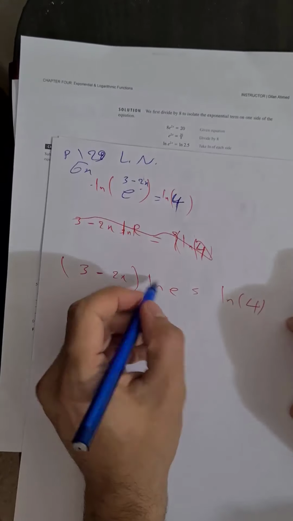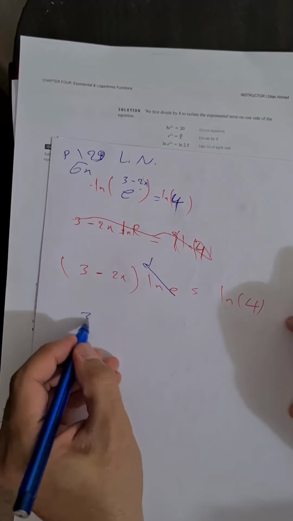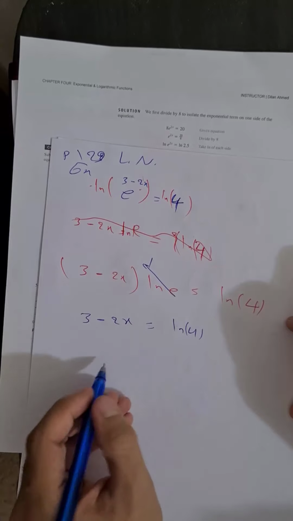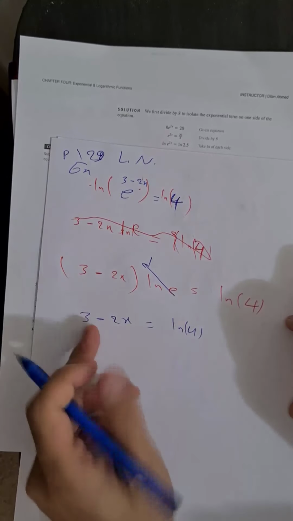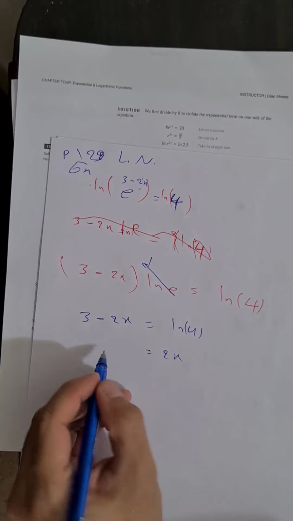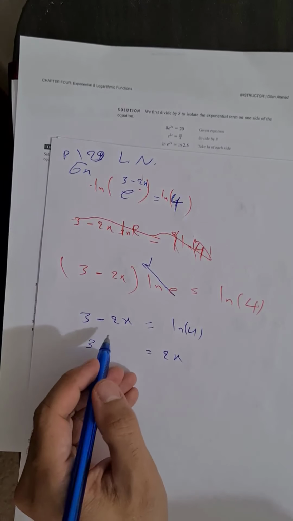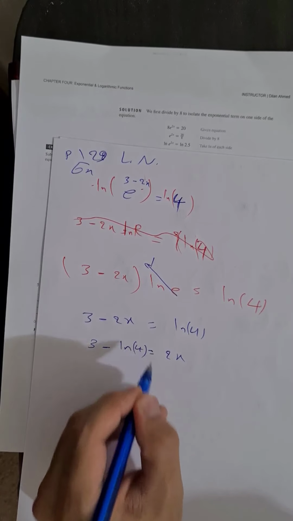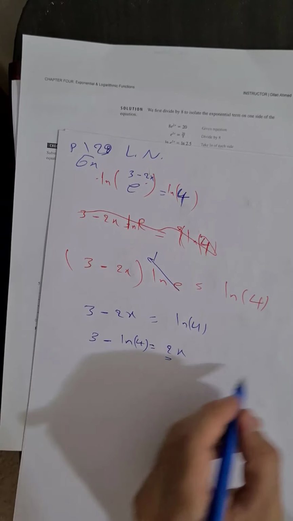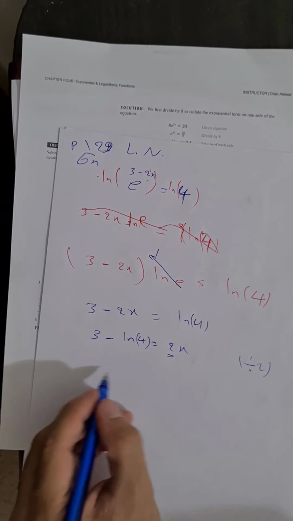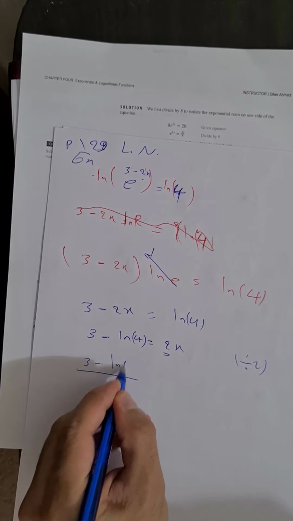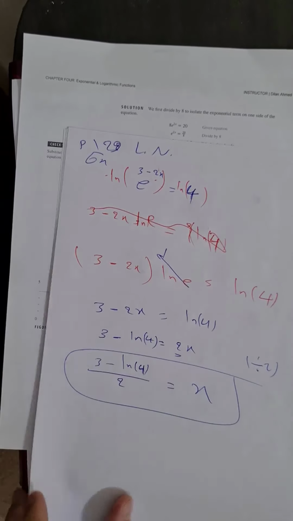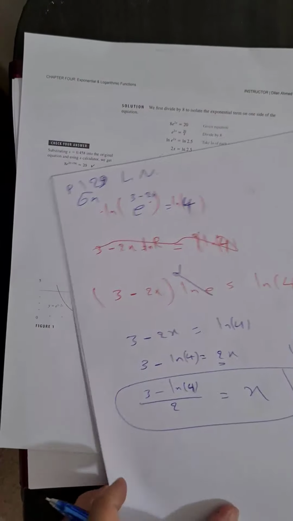Now, I know ln e is equal to 1, so that's why I say 3 minus 2x is equal to ln of 4. Now I'll bring the minus 2x to here, and I'll take this one, so I get 2x is equal to 3 minus ln of 4. Because I want just x, I will divide both sides by 2, and I will get (3 minus ln of 4) divided by 2 is equal to x. That's the value of x. That's all. I think it's easy for you.